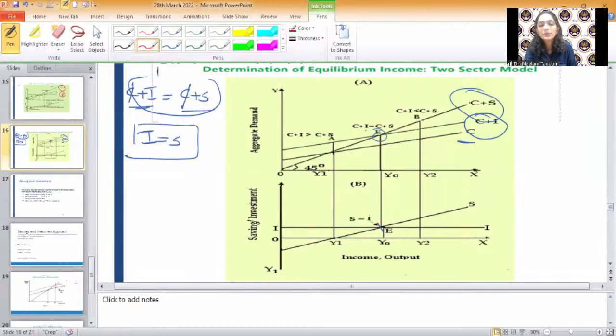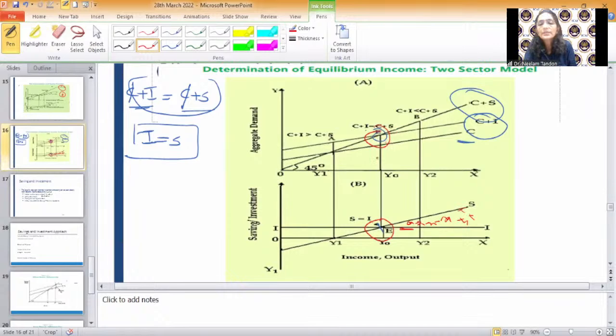But if you take to the right of this equilibrium, to the right of this equilibrium, what do you see? This is investments and this is savings. So savings are more, isn't it?